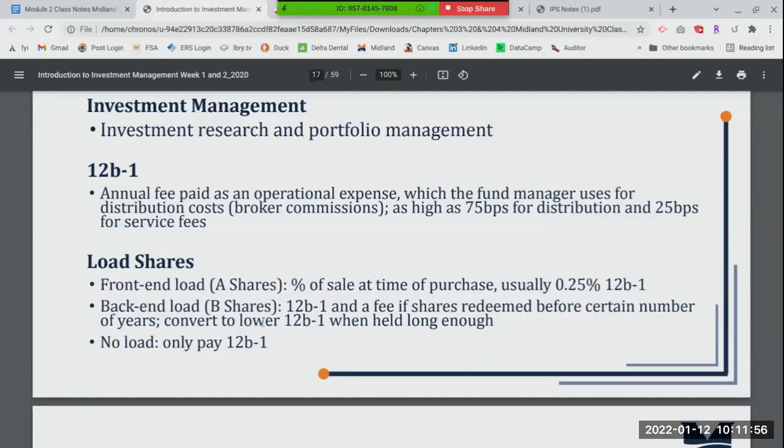Back-ended load is similar. If you are withdrawing your funds from a mutual fund, let's say there's a 5% back-ended fee, you're pulling out $100, the company's going to take $5 of that money on the way out, and you're going to be left with $95.